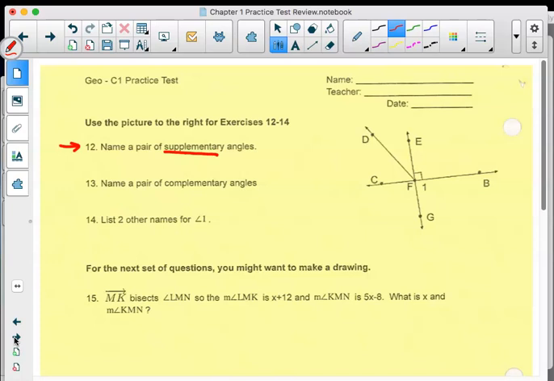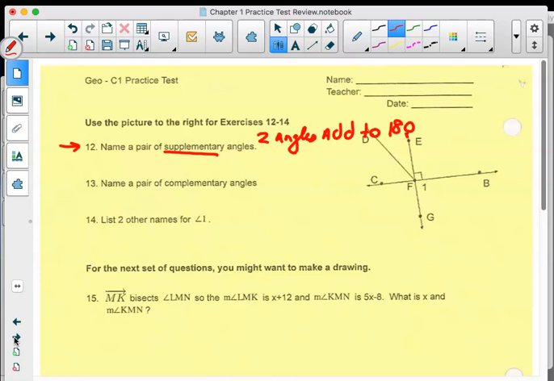Supplementary angles are two angles that add to 180. That's supplementary: two angles that add to 180. I don't care where they are. They've got to add to 180. I could use a linear pair or not, and in this diagram, I have some choices. So if they add to 180, if they're 90 apiece, I'm good.